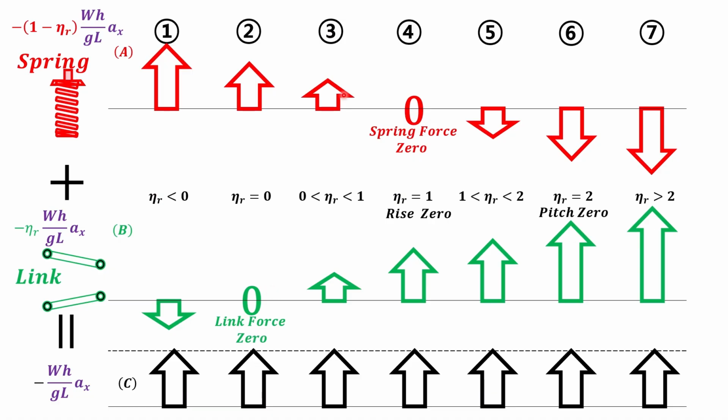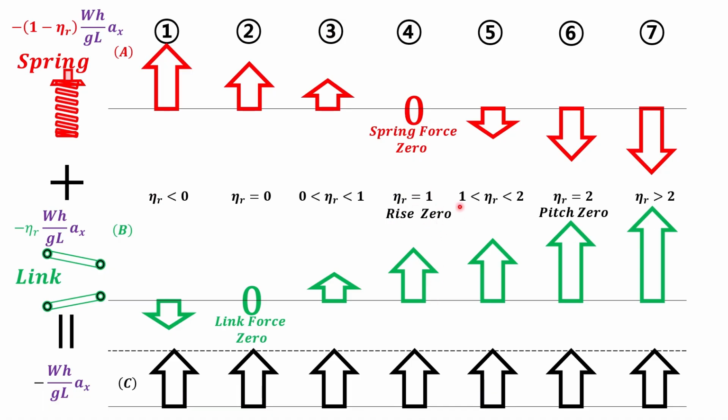Number 3 indicates that if the virtual reaction point is between the road surface and the rise 0 line, the value of eta R is greater than 0 and less than 1, meaning both the vertical force tensing the spring and the vertical resultant force tensing the links are vertically upward. Number 4 indicates that if the virtual reaction point is on the rise 0 line, the value of eta R is 1, meaning there is no vertical force acting on the spring and only the vertical resultant force tensing the links acts. In this case, the rise becomes 0.